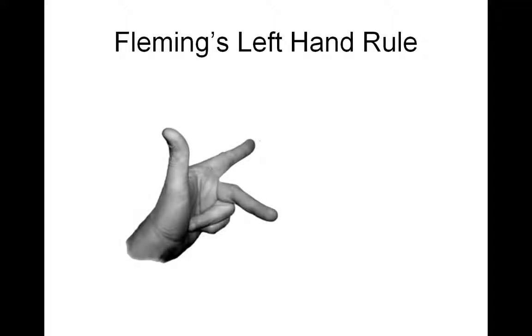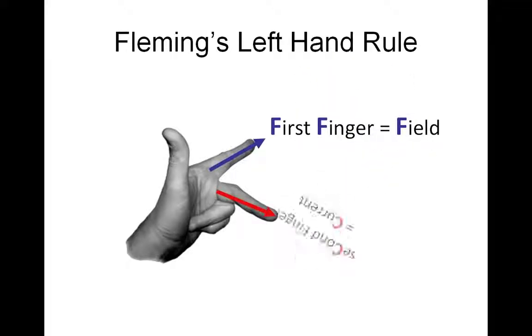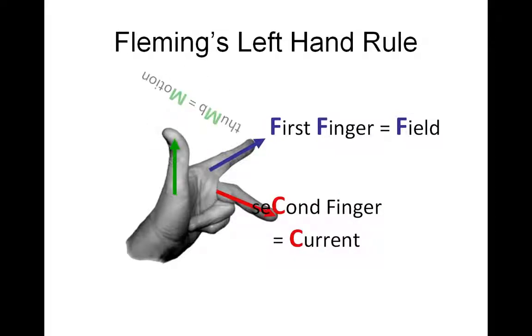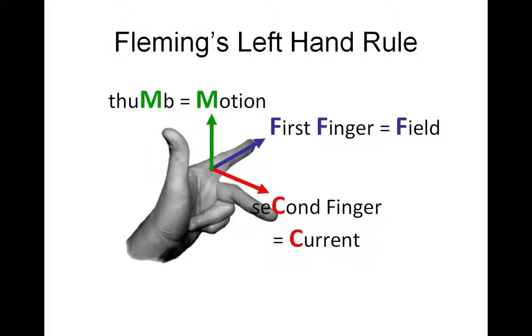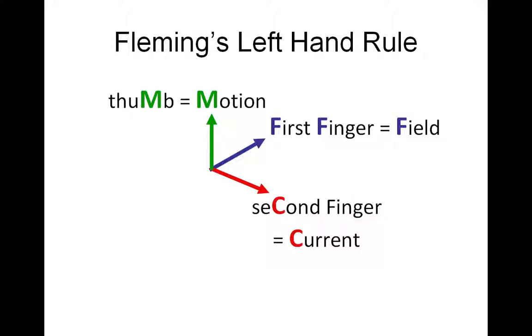So we have our thumb, first finger and middle finger all at right angles. First finger is the field, second finger is the direction of the current, and the thumb is the direction of motion of the conductor. As you can see, all at right angles to each other. It's like an XYZ graph.